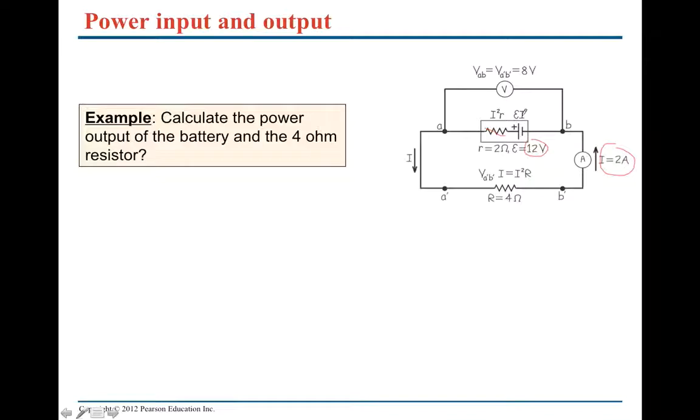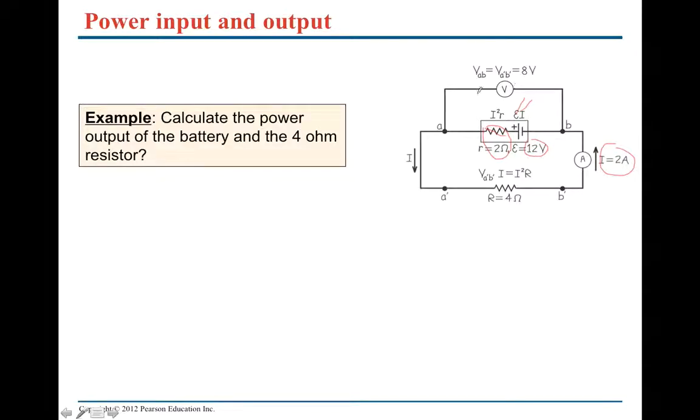So here I can use the equation where power is equal to E, the EMF, multiplied by I. EMF is 12, multiplied by I, which is 2, so that's 24. And then I have a power dissipation here of I squared r, so 2 squared times 2 is 8. So here you have a power dissipation of 8. And then here you have a power dissipation of I squared times 4, so 4 times 4 is 16. That's your power dissipation here.